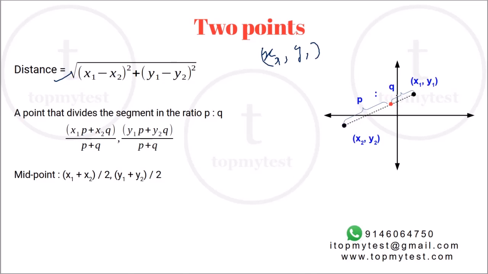If you join them using a line segment and you want to divide it in the ratio p is to q, where p is towards the second point and q is towards the first point, then the relation can be derived. Again, this is derived from similar triangles. The proof is available in most texts, right? Remember, x1 gets multiplied with p and x2 gets multiplied with q, right? Now, in case you want to find the midpoint, just take the average of the x coordinates and the average of the y coordinates. That will give you the midpoint of the line segment, right?